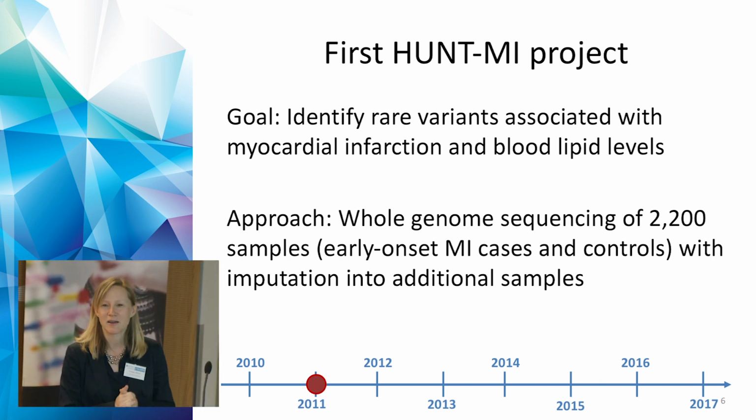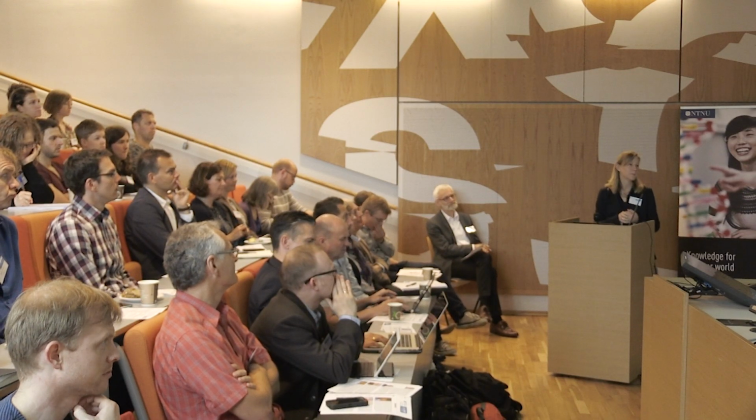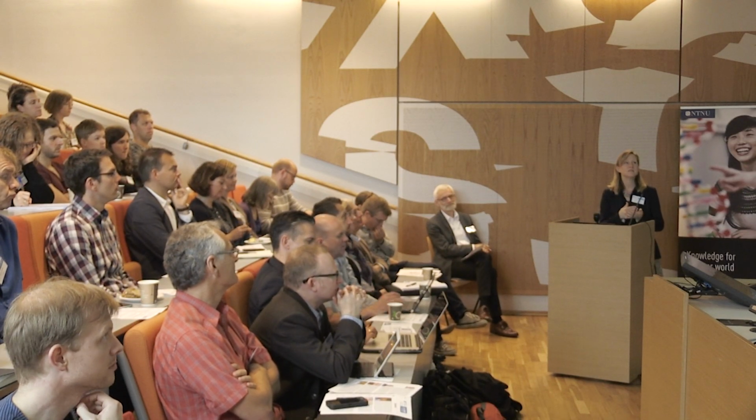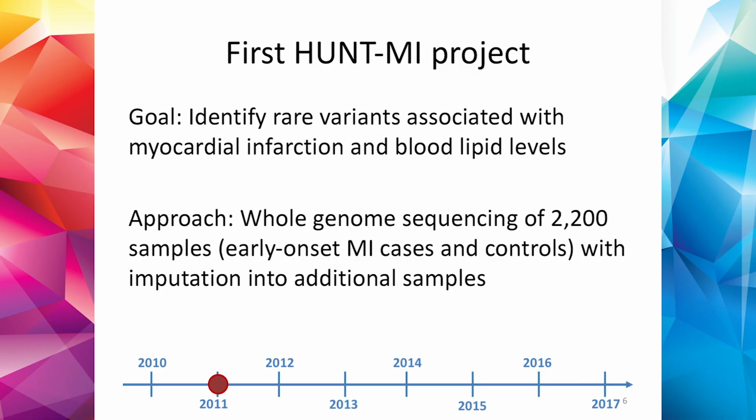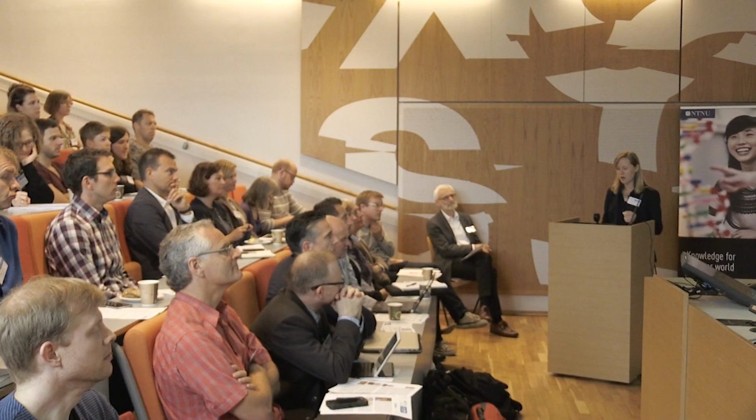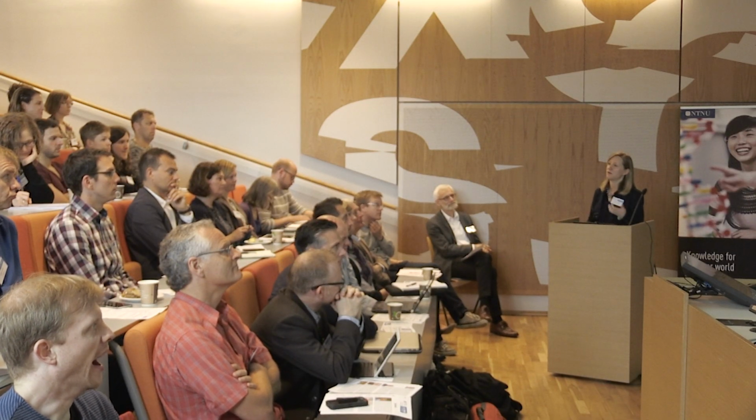Our plan with this proposal was to perform whole genome sequencing of around 2,000 samples, selected from the earliest onset cases of heart attack or myocardial infarction, and matched controls. After that sequencing, we would impute all the variants into additional samples, and I'll talk about that a little bit more later. The thought behind selecting the earliest onset heart attack cases is that perhaps they have more genetic factors that we might identify and fewer environmental factors.